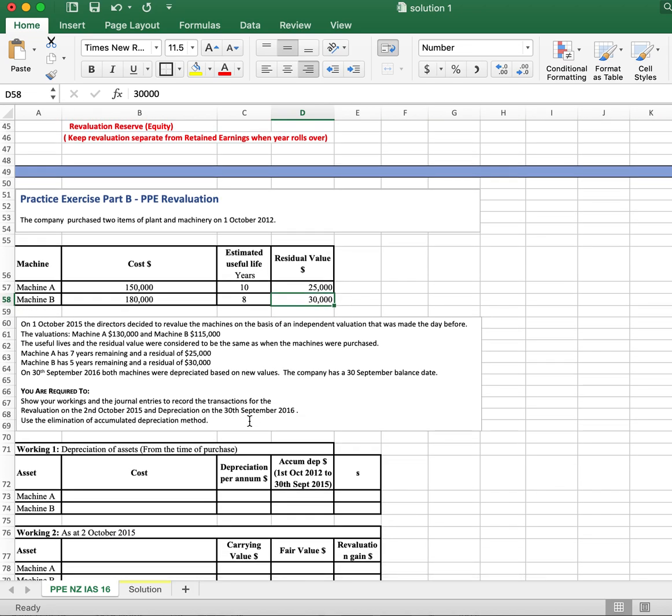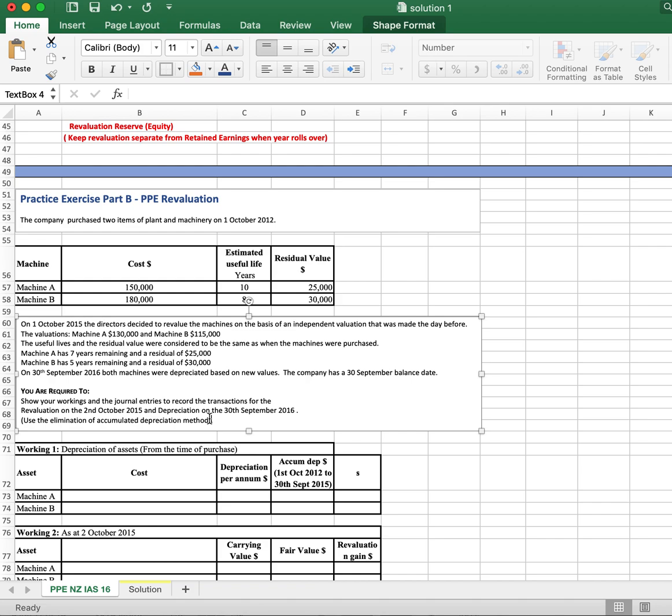On the 30th of September 2016, both machines were depreciated based on the values. The company has a 30th of September balance date. You're required to show your workings and the journal entries to record the transactions for the revaluation. So there's two things, right? Revaluation on the 2nd of October 2017. We're going to use the elimination of accumulated depreciation method. So that was A above.